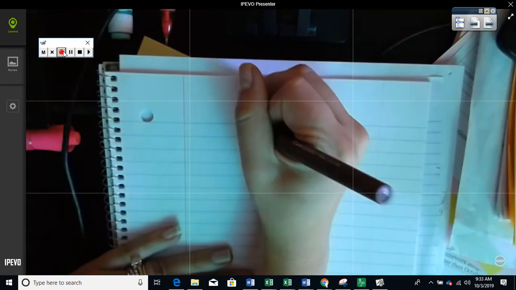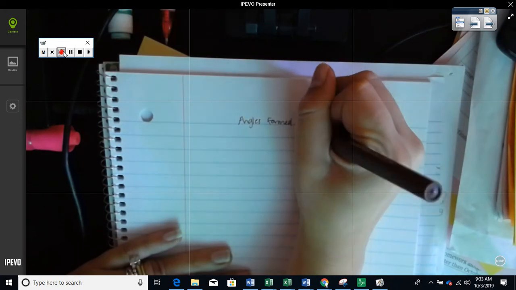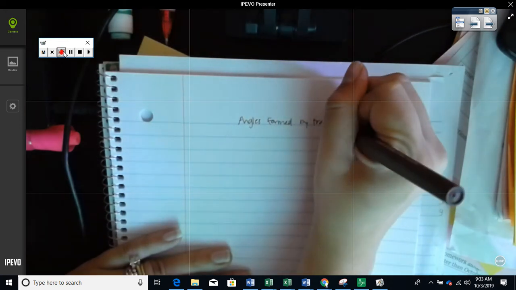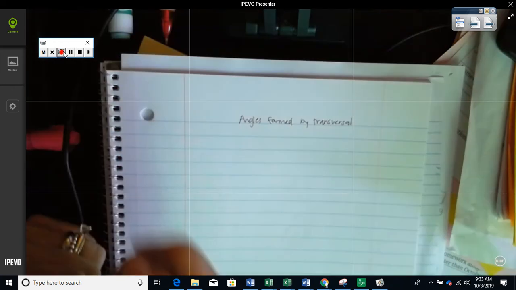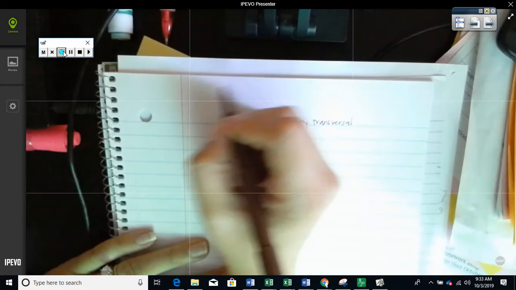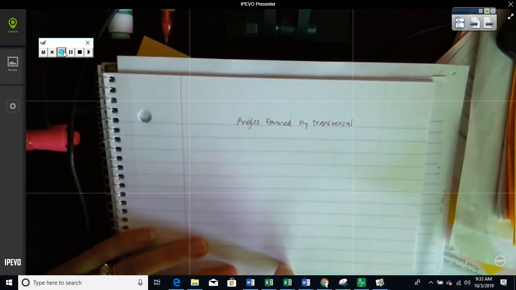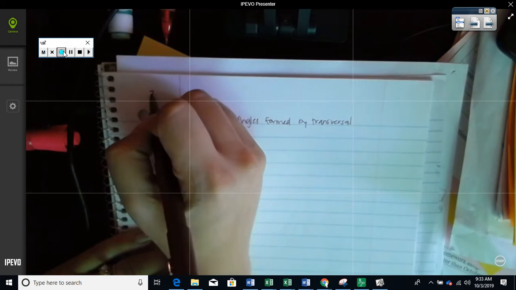Alright, so now we are going to continue with the angles formed by the transversal. And I was going to write that down. So in the other video we talked about corresponding. This is page 21. Is that right? 20? This is page 20. I think it's 21.